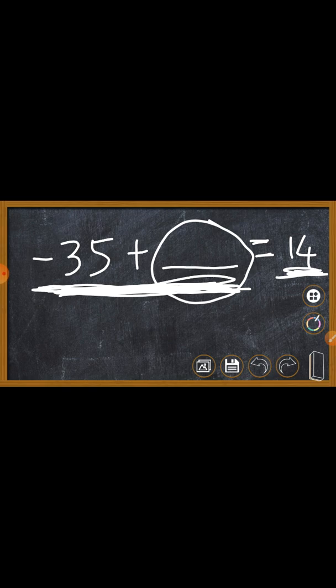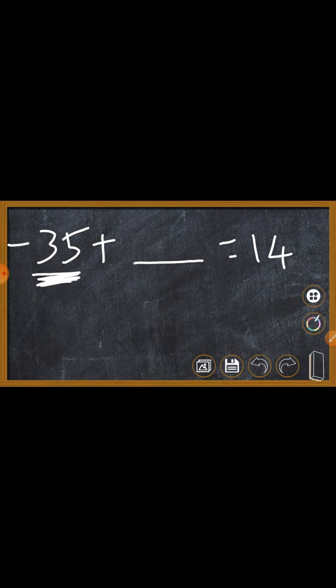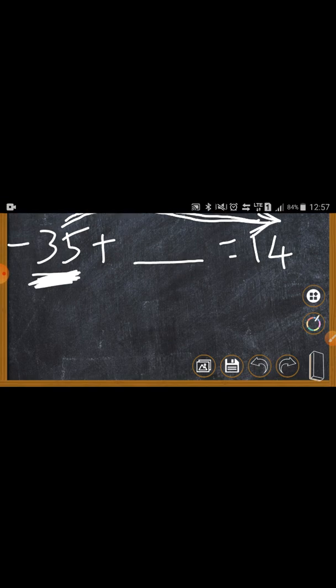How will you leave this blank alone? Let me copy it down once again. Minus 35 plus blank is equal to 14. How will you leave this blank alone on one side of the equal to? Who is there with the blank right now on the left hand side? Minus 35 is there with the blank right now. So you are going to send this minus 35 to the other side of the equal to. I repeat once again, you are sending this minus 35 to the other side of the equal to.